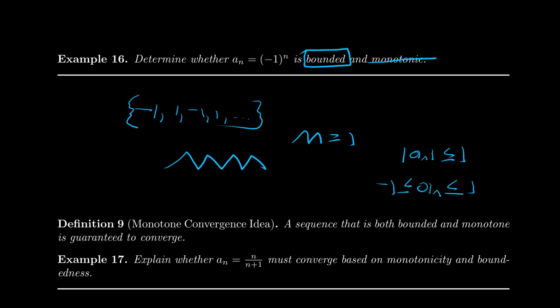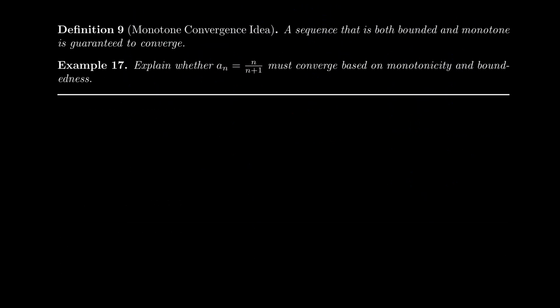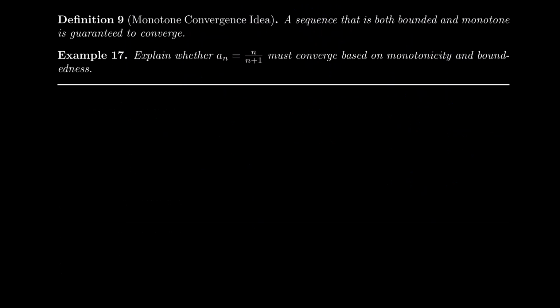Okay? Now, why do we spend so much time talking about that? Well, if you've already read below, you'll see there's this thing called the monotone convergence theorem, and it's really more of an idea to me. But it says that any sequence that's both bounded and monotone is guaranteed to converge. Think about that. It's got bounds on it, and it's only increasing or decreasing.